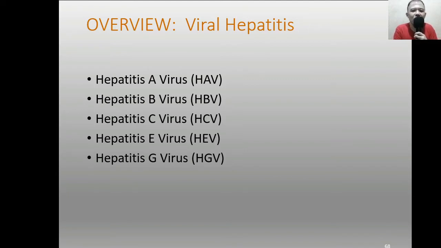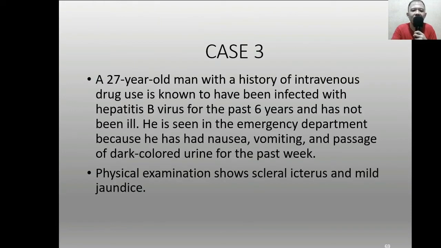Now let's go to viral hepatitis. We'll focus not really on the epidemiology of the virus, but the markers. Particularly we're dealing with the viral markers. The case is a 27-year-old man with a history of IV drug abuse who is known to have been infected with hepatitis B.